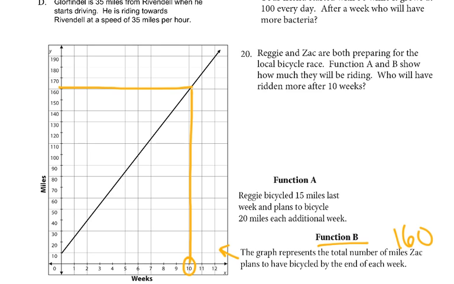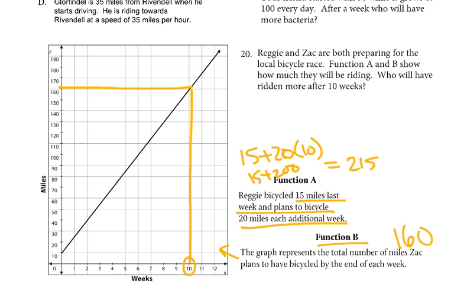Okay. Now, Reggie bicycled 15 miles last week and plans 20 miles each additional week. So we started with 15, and then we're going to add 20 10 times, right? Or in other words, 20 times 10. So 20 times 10 would give us 200, plus 15 would give us 215. So looks like Reggie has gone further than Zach.